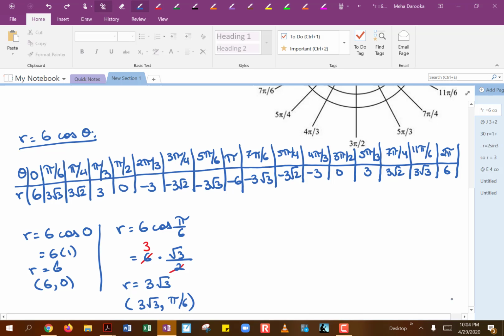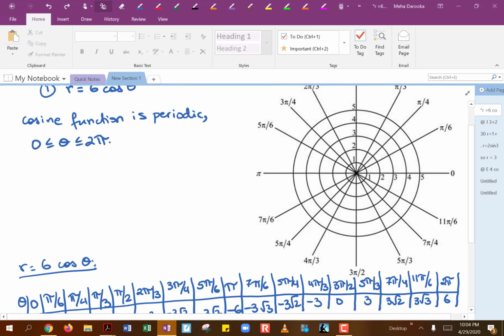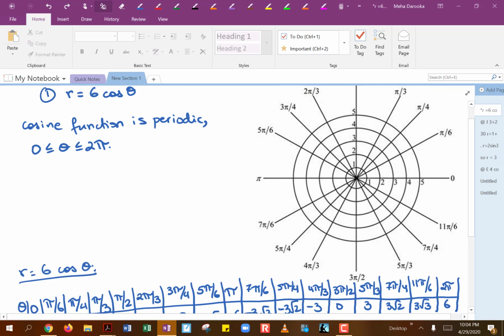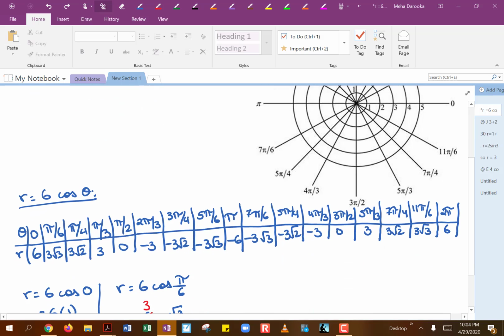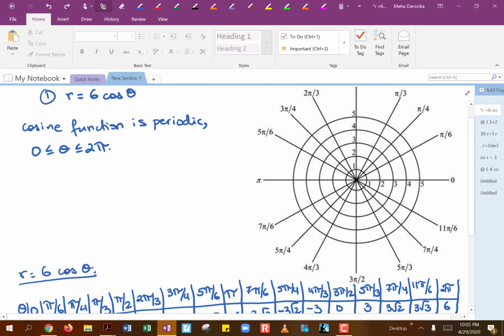Alright, so this is what your completed table ends up looking like. Now, of course, try to use as many of these points as you comfortably can to try and come up with a good shape of your graph over here. So let's see what happens when we put these together. So you know what? I think we're actually going to need another circle in here to get us to that value of 6, because we have 0, 6, 2 pi, and 6. So let's go ahead and create another circle for this guy.